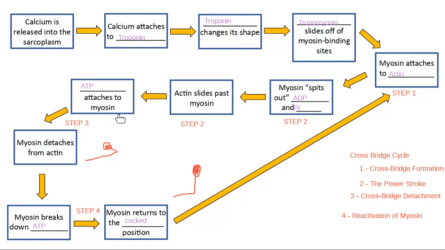It stays stuck together. So rigor mortis, if we wanted to make a little mark for ourselves, rigor mortis, we get held up right here. We cannot transition from step 2 into step 3. No ATP to attach to myosin, which means myosin can't let go of actin. They're stuck together forever, at least until our muscles start to literally fall apart. Then we won't see rigor mortis anymore because our muscles are just falling apart.